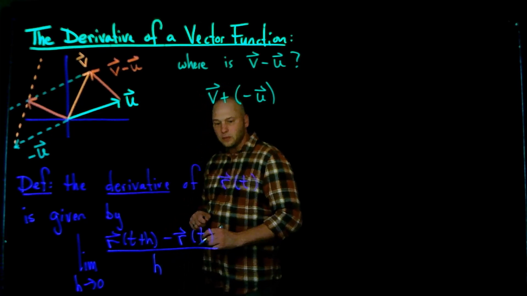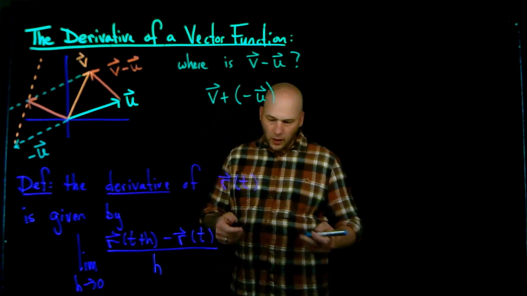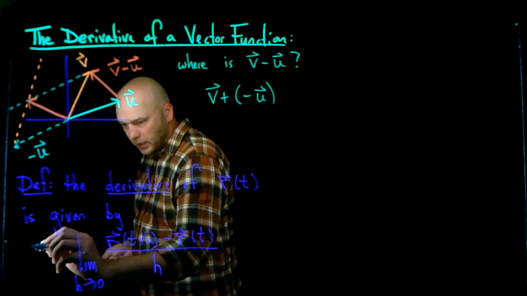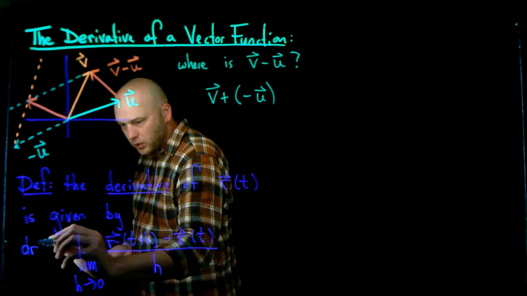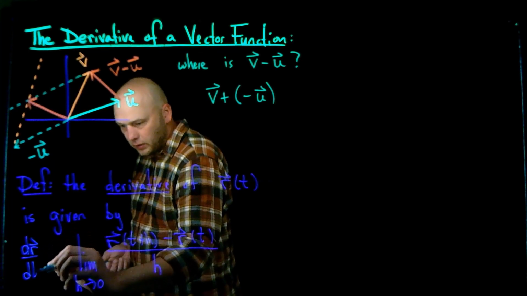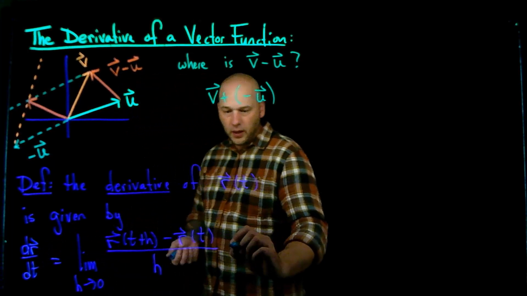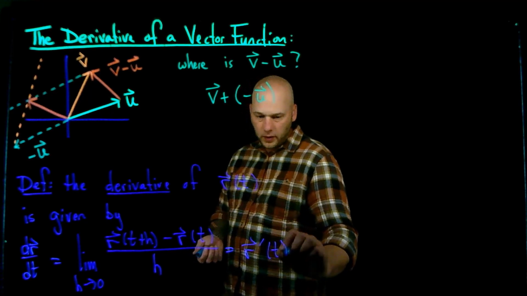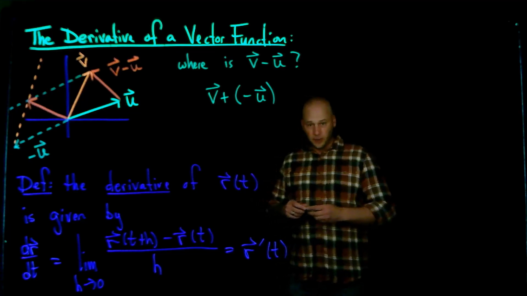And just like with Calc 1, there's a couple different notations we can use for this. The most common being Leibniz's notation, which would be dr dt, so the derivative. Or on the other hand, we can use prime notation, so r prime of t. Either one of those represents the same thing.